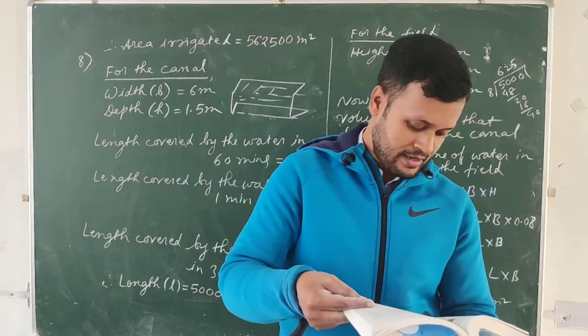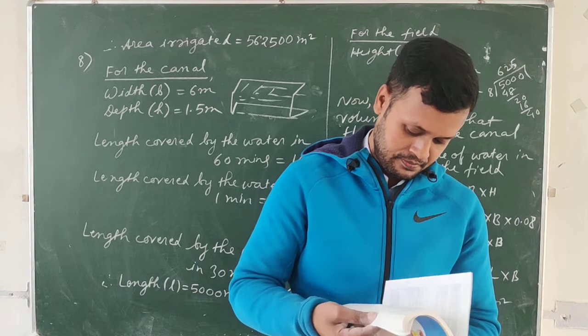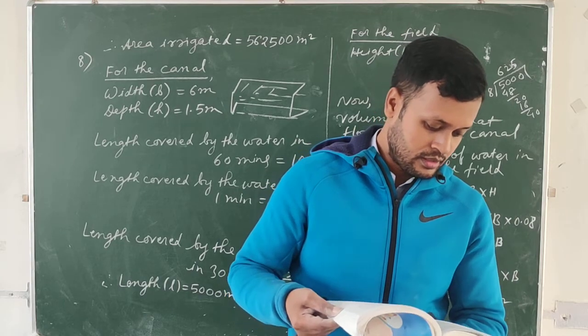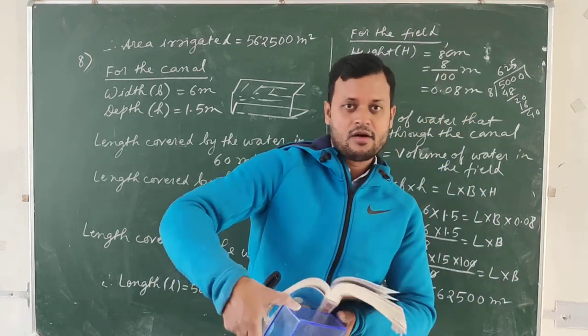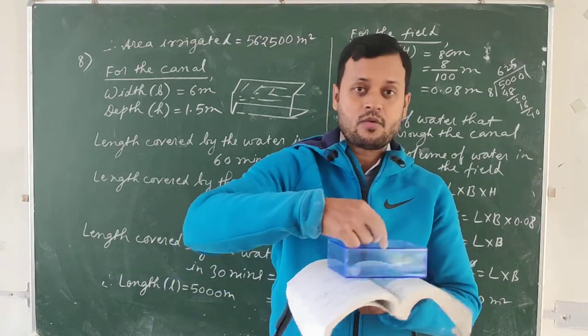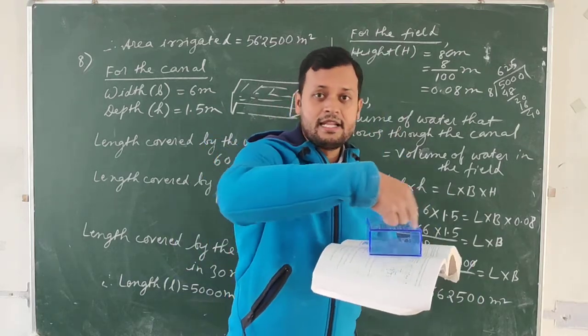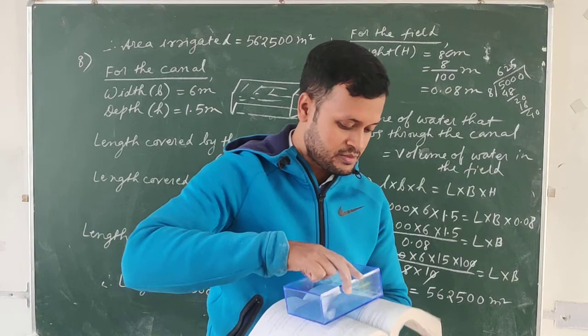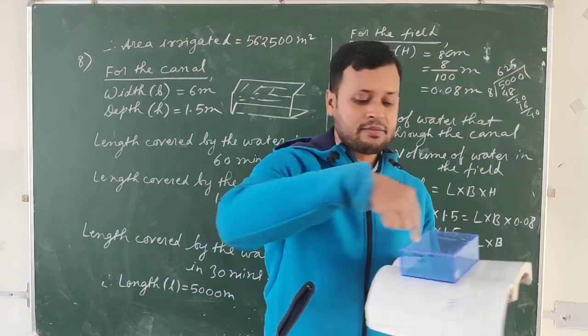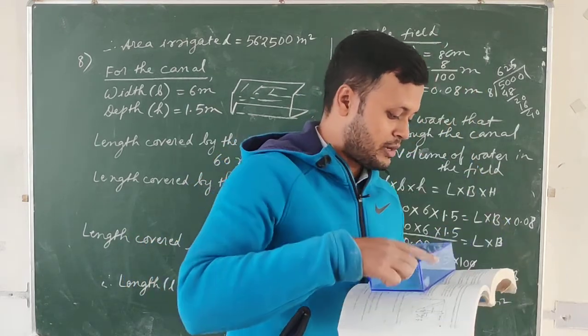What is given here: the water in a canal is 6 meter wide. See here, the width of the canal is 6 meter. And what is the depth of the canal? The depth of the canal is 1.5 meter.